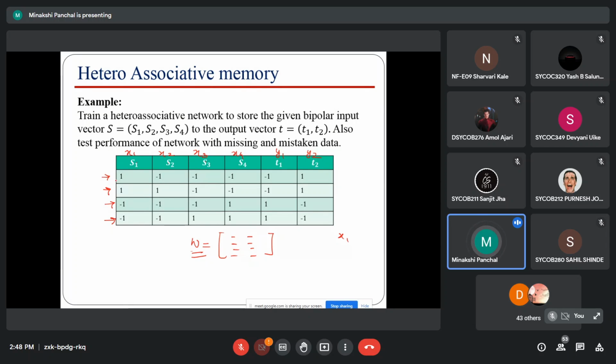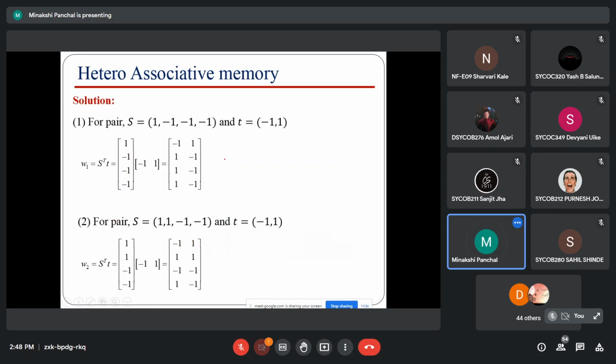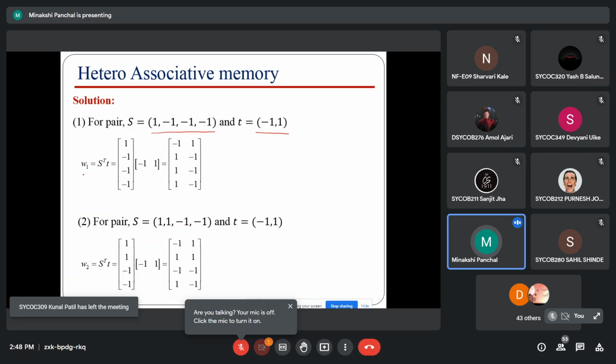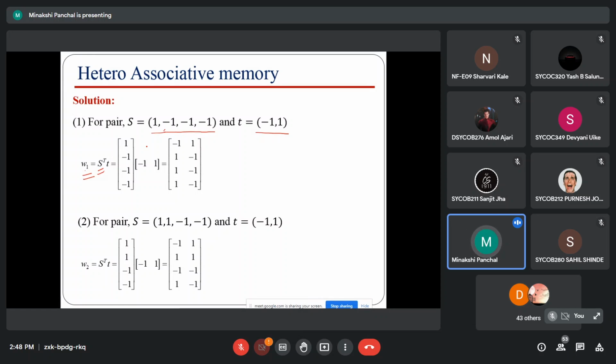Now let us consider the first set. This is the first set: 1 -1 -1 -1, sorry, this is the first set of input and this is its output. So 1 minus 1 minus 1 minus 1 and the output is minus 1 1. First I am finding the weight corresponding to the first input. So W1 is equal to S transpose of this into output T.